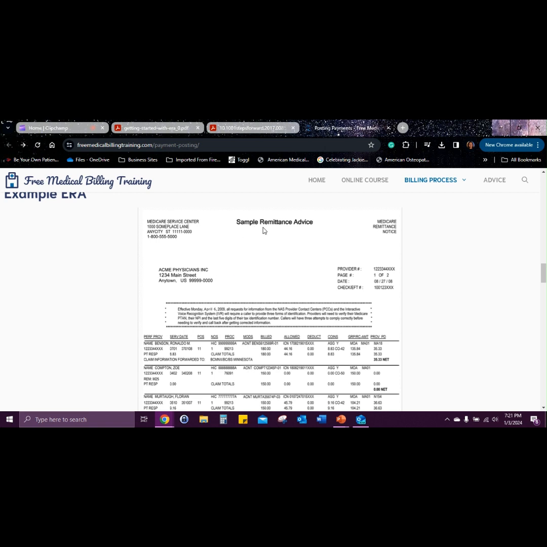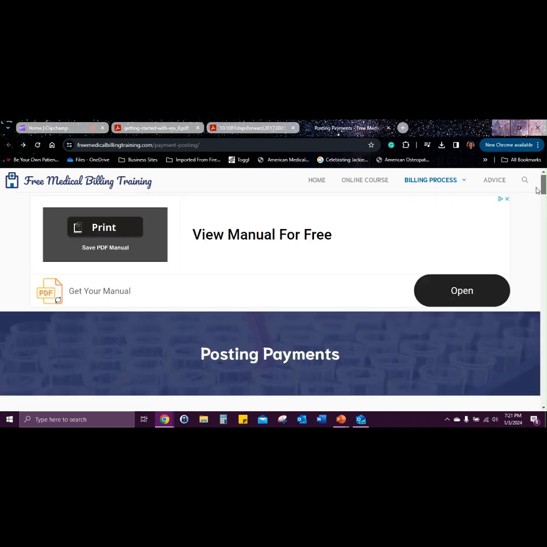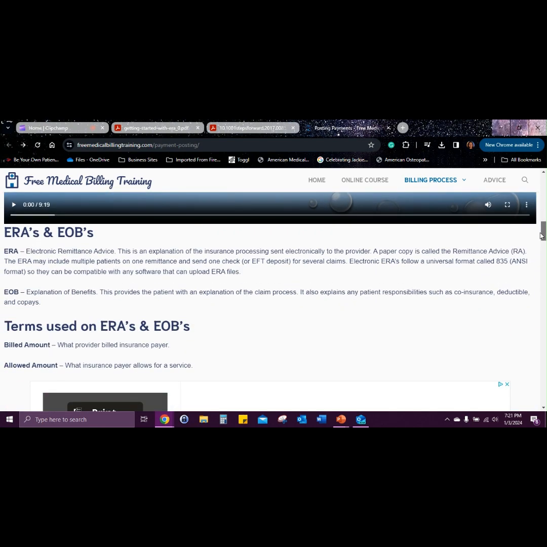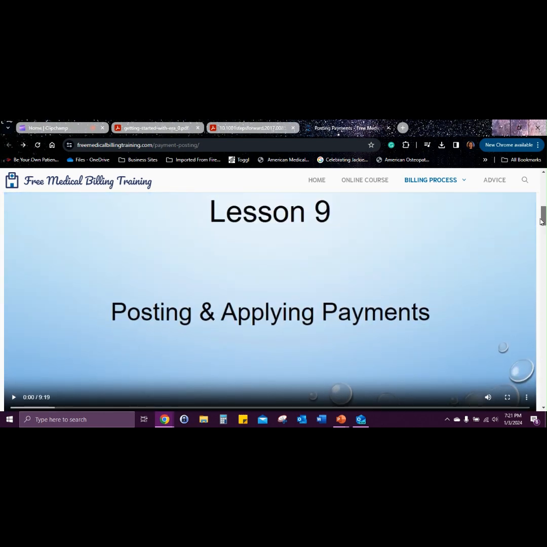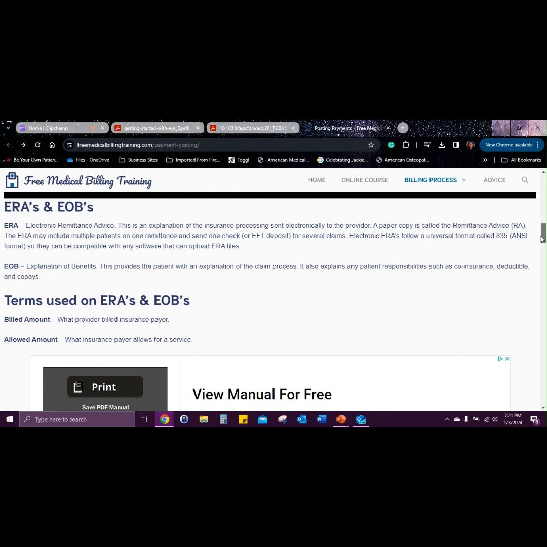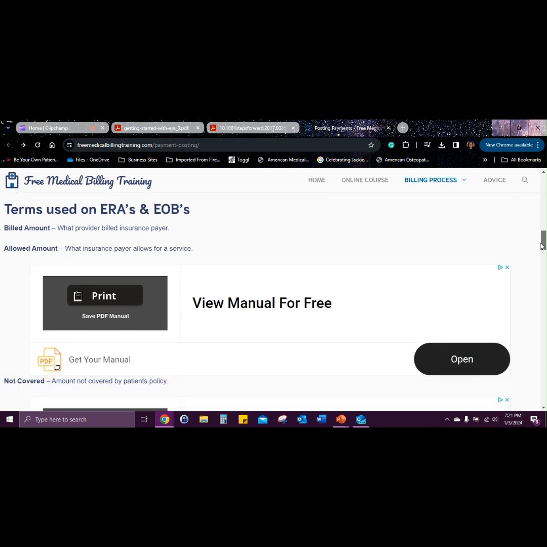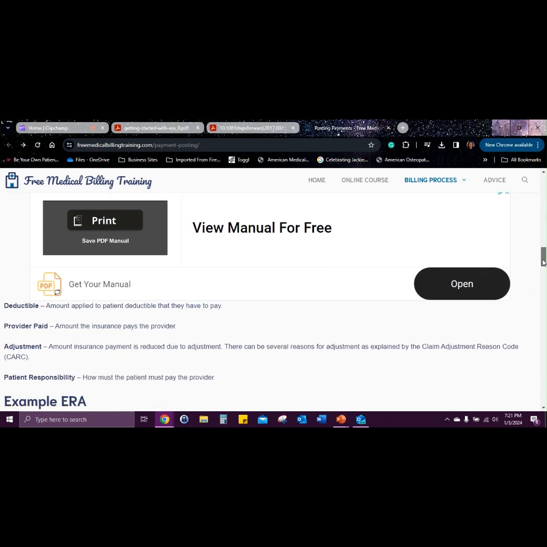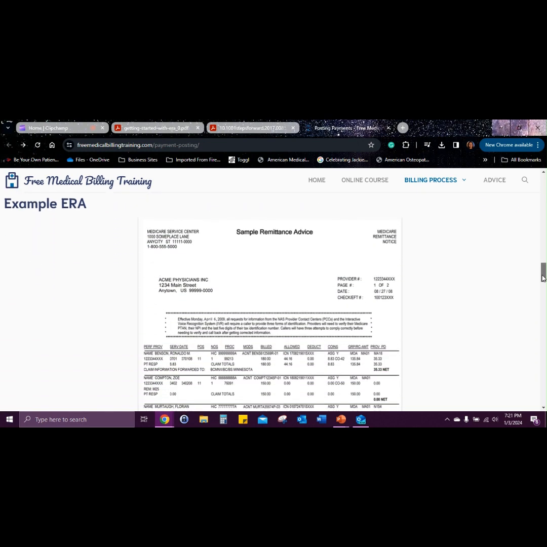But they provide a lot of samples for you to look at and kind of get used to reading these things. And there's no PHI, it's all test and sample information, so you don't have to worry about that. It looks like they have lessons, so that is something to take advantage of, especially if you're new to medical billing. They describe what an ERA is, what an EOB is, which I have done videos on that as well. There's manuals in here, so definitely check out this free resource. Free resources are always good.